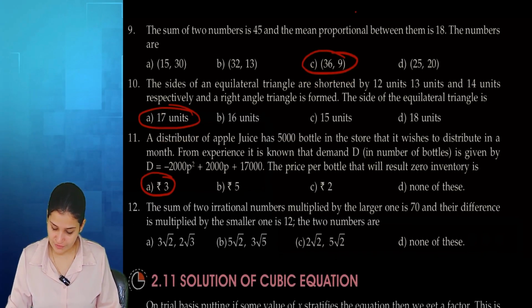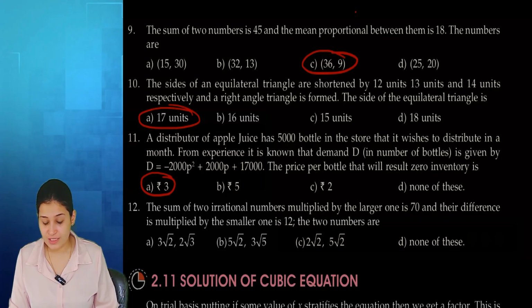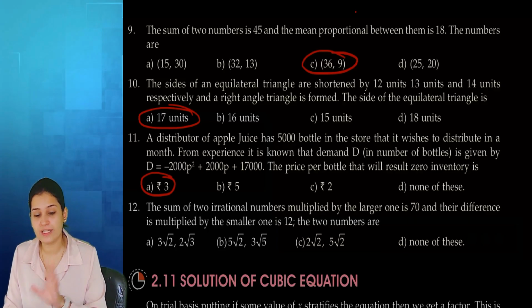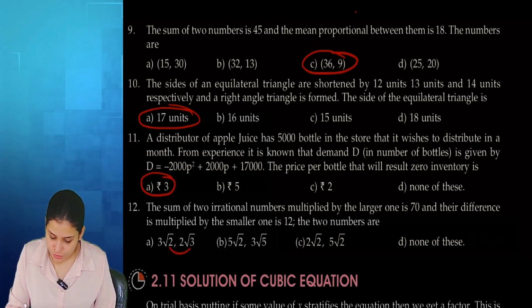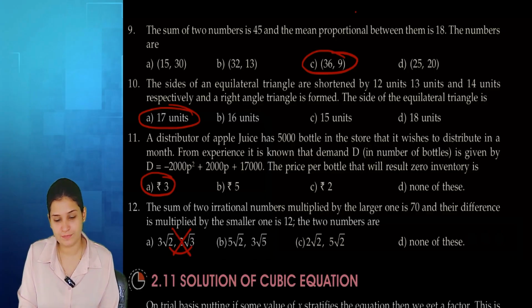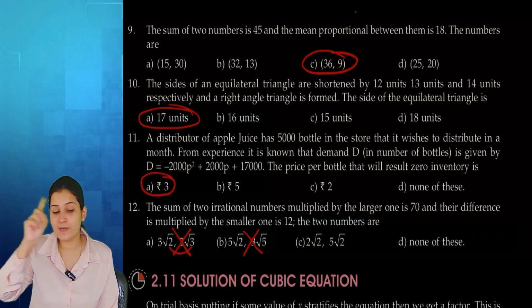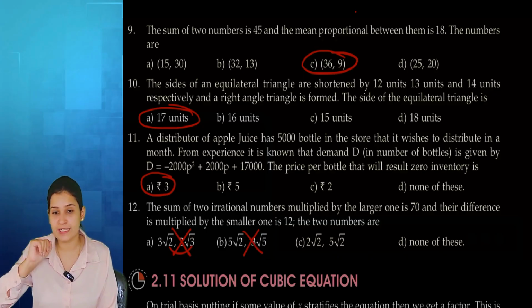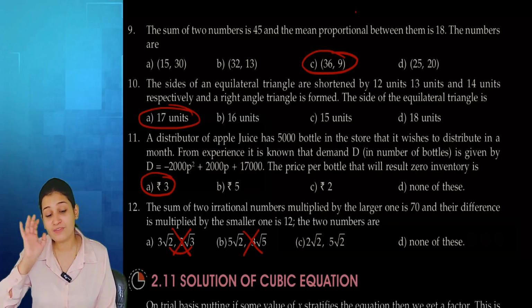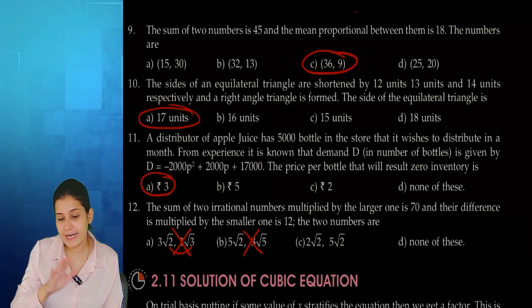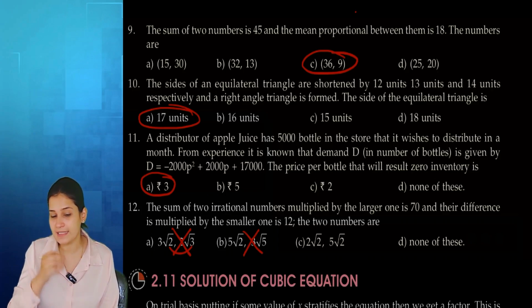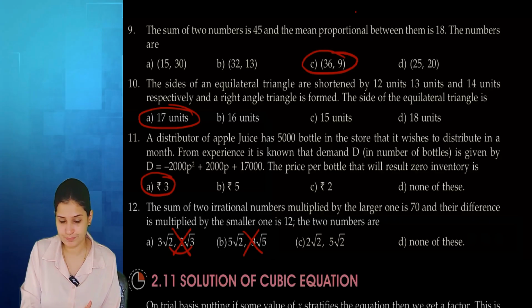Next, question number 12. The sum of two irrational numbers. If I want to add two irrational numbers, then they have to be like terms. I can never add root 2 and root 3. Impossible. I can never add root 2 and root 5. No. I can add root 2 and root 2, root 3 and root 3, root 5 and root 5. I have to have like terms. They should have the same root. So A and B can't even be the answer because I can neither subtract them nor add them.